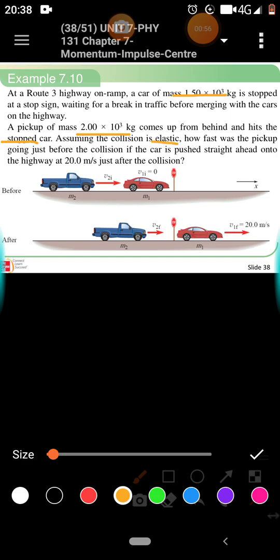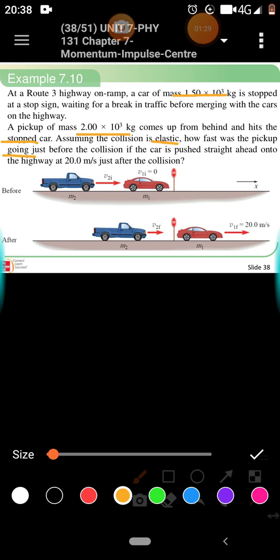If the collision is elastic, this means we need to consider conservation of kinetic energy. How fast was the pickup going just before the collision?